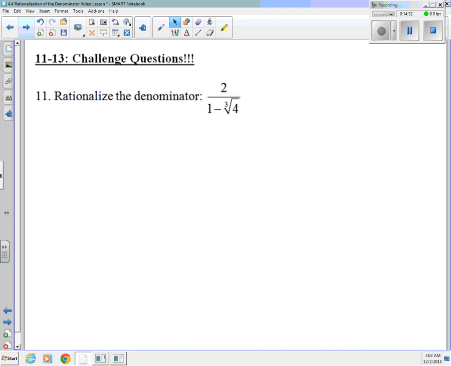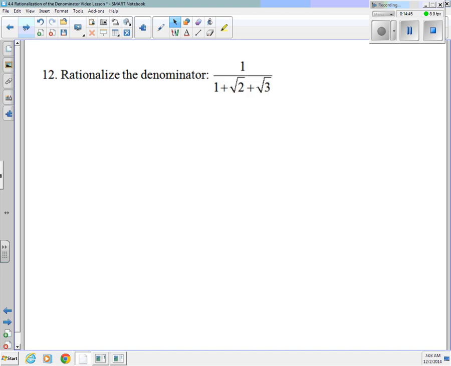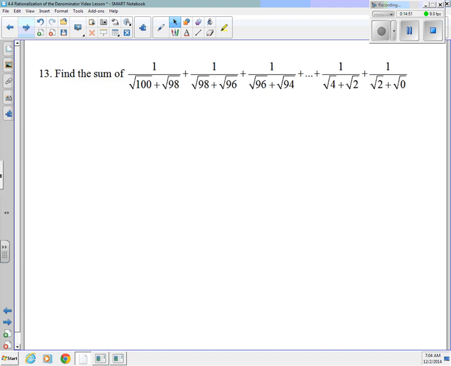11 through 13 are challenge problems. These you have to think about. There's no necessarily standard algorithm for them that I want to give you. So in here, I'm asking you to rationalize a cube root binomial denominator. Number 12, I'm asking you to rationalize a trinomial, essentially, or fraction with a trinomial in the denominator. And number 13 is a fun problem. My hint is that you will actually get an integer answer for this question.